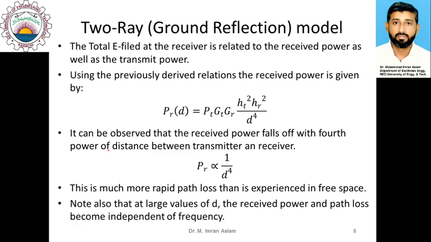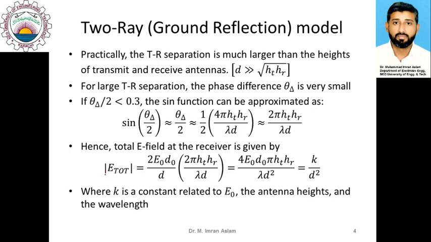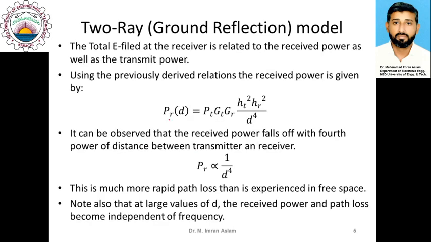If you recall our lecture number 14 in the 5th week, we discussed the relationship between E field and the received power. If we use those relationships directly, I'm not going to do that here, but you can refer back to the lecture number 14 where we have derived that relationship, and by using that relationship we can convert this received electric field E total into the received power PR, and in that case this PR is given by PT GT GR upon HT square HR square upon d raised to power 4.